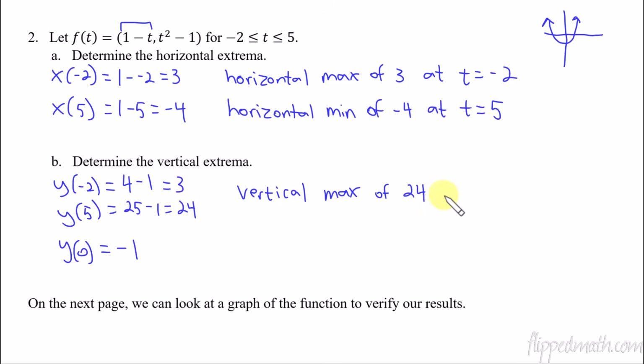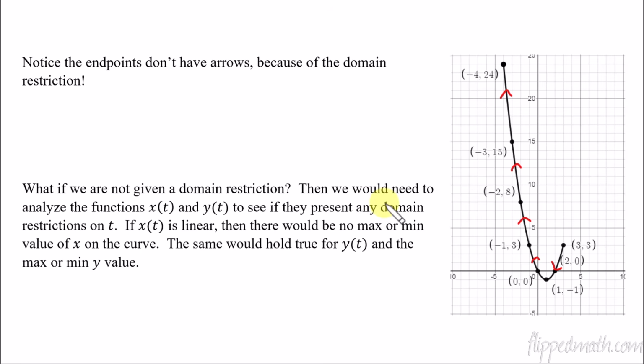Vertical max of 24 at the parameter value t equals 5. So when t is 5, we get a max of 24. And then what was the minimum? Vertical min of -1 at t equals 0. That's when it happens. All right, so that's how we determine the horizontal and vertical extrema. So let's check our results. If you flip your page over in your notes, you're going to see a graph that represents this. Let's see if we did this right.